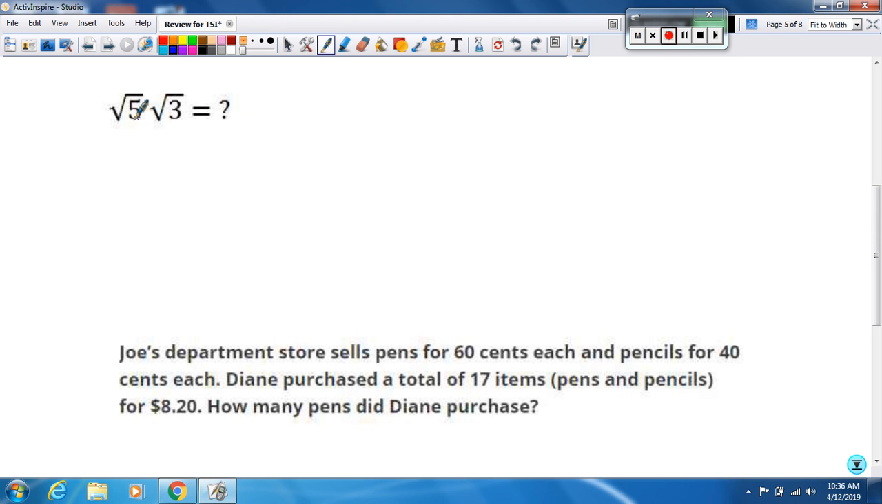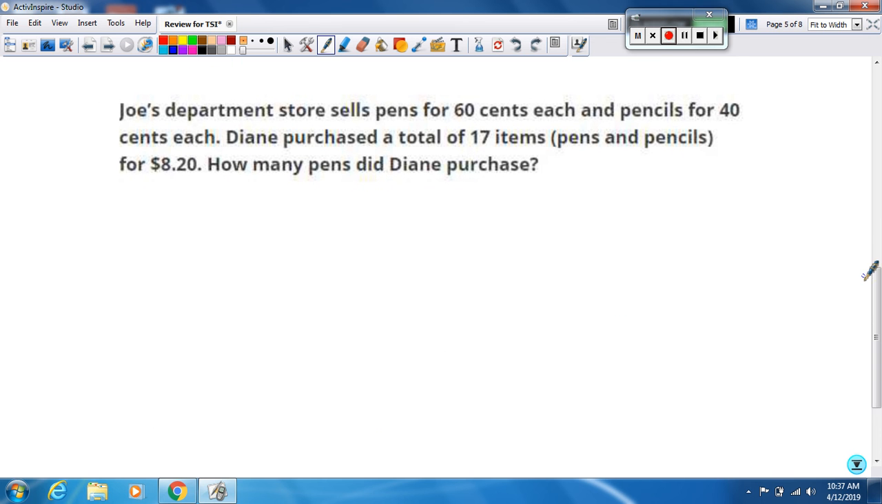There are no signs separating the square root of 3 and the square root of 5. That means multiplication. So you just basically multiply. So 5 times 3 is 15. And that's the answer to that one.